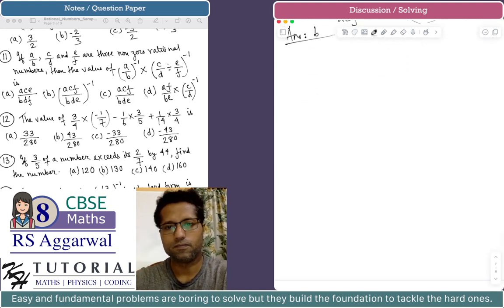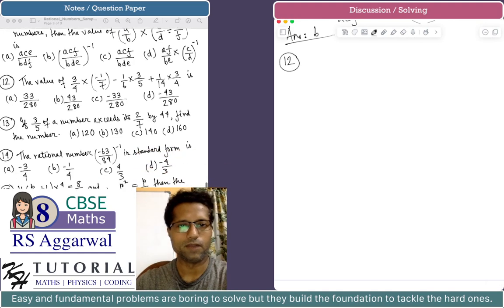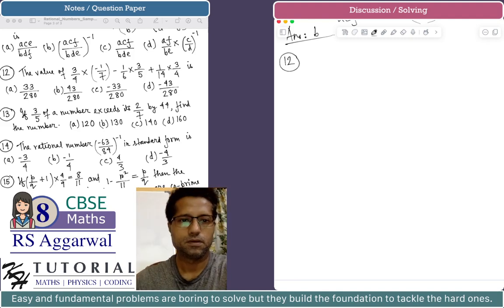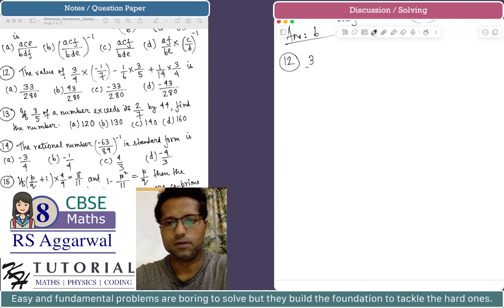Okay, let's solve problem number 12. It says we have to simplify the value. The given expression is 3 by 4 multiplied by minus 1 by 7, minus 1 by 6 multiplied by 3 by 5, plus 1 by 4 multiplied by 3 by 4.